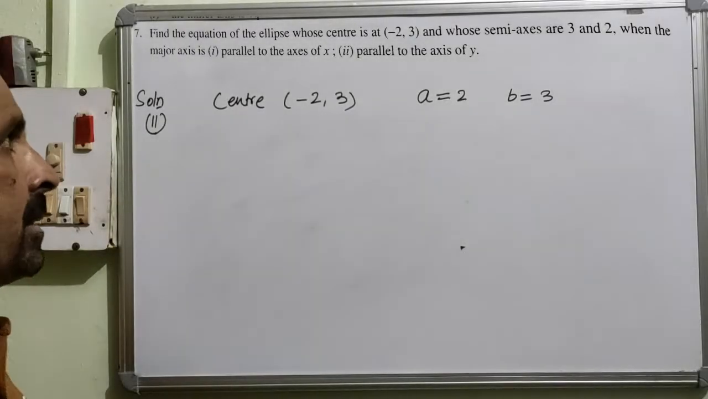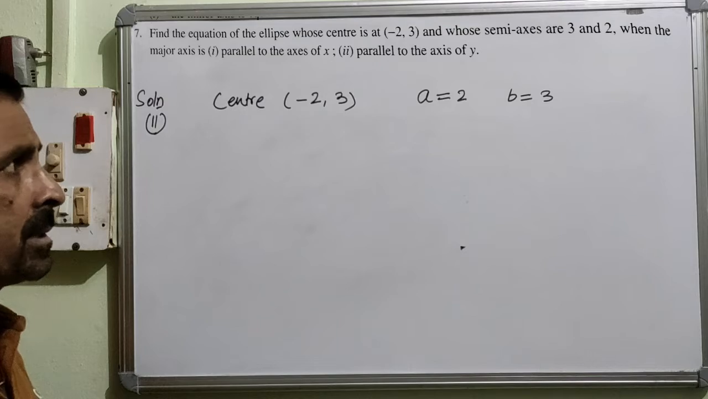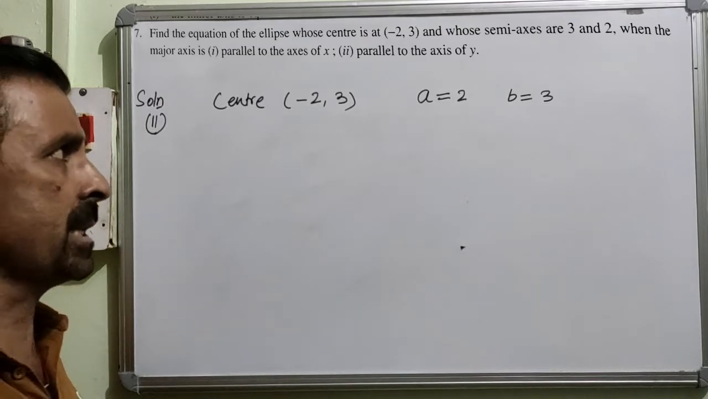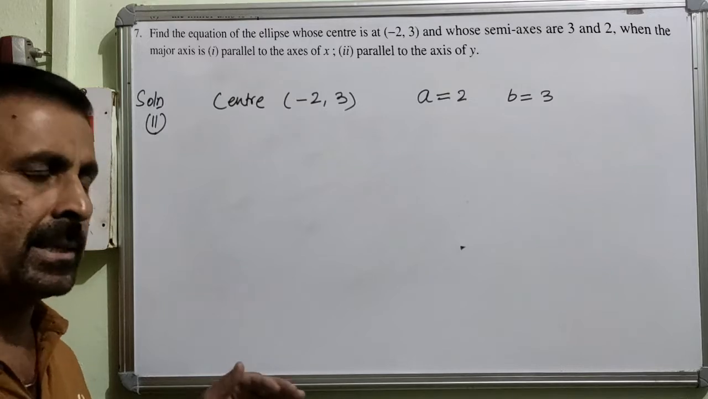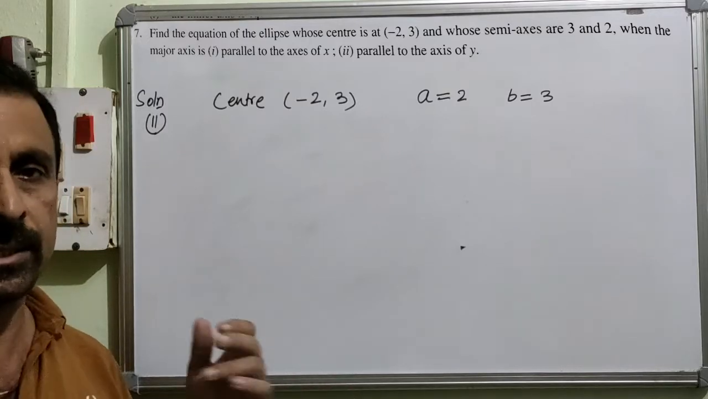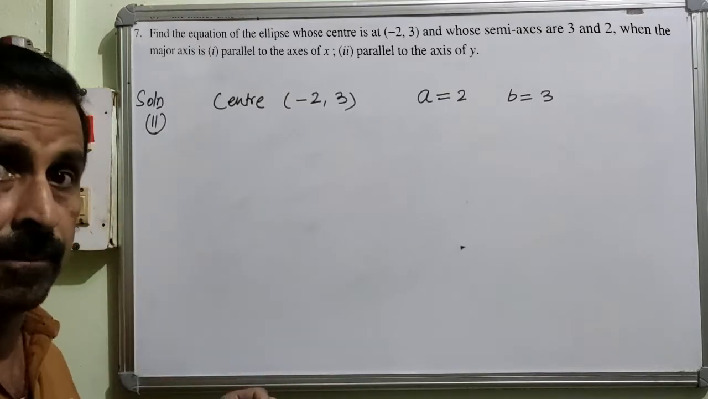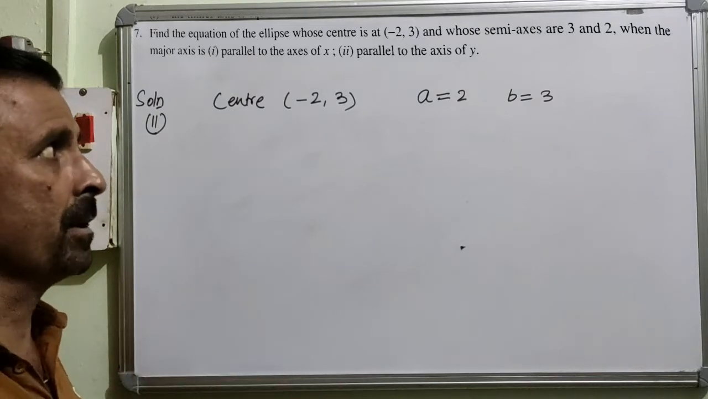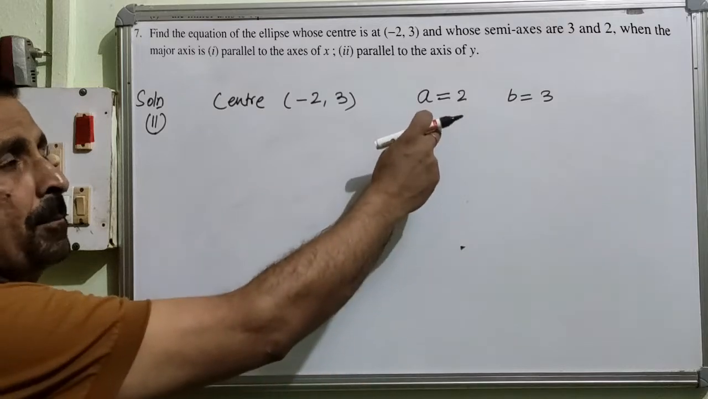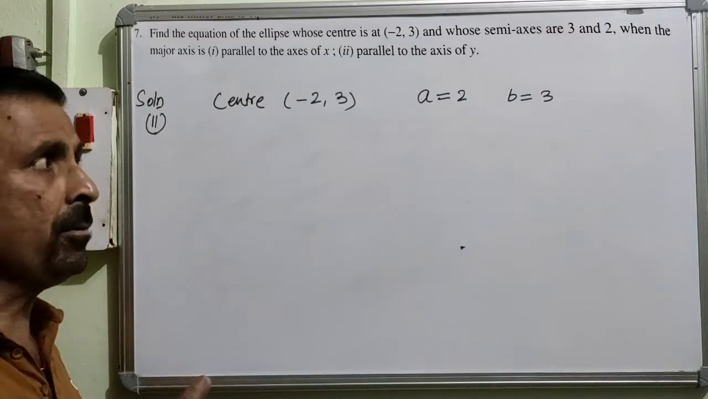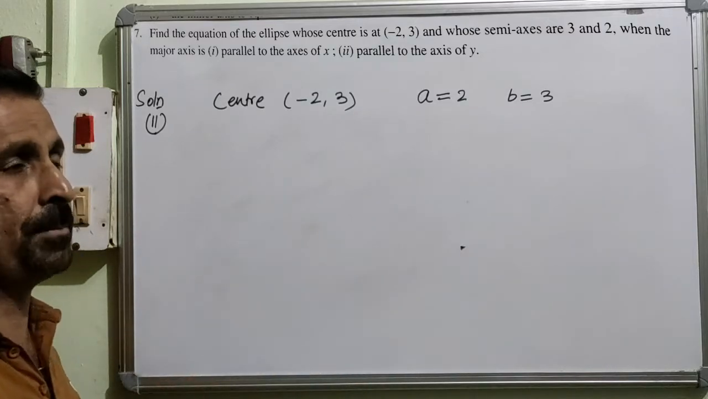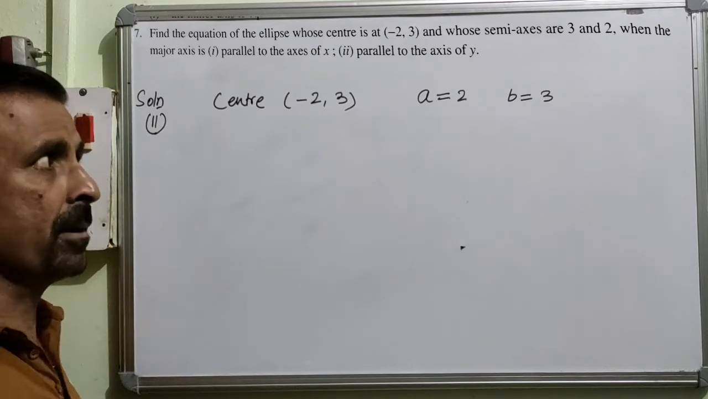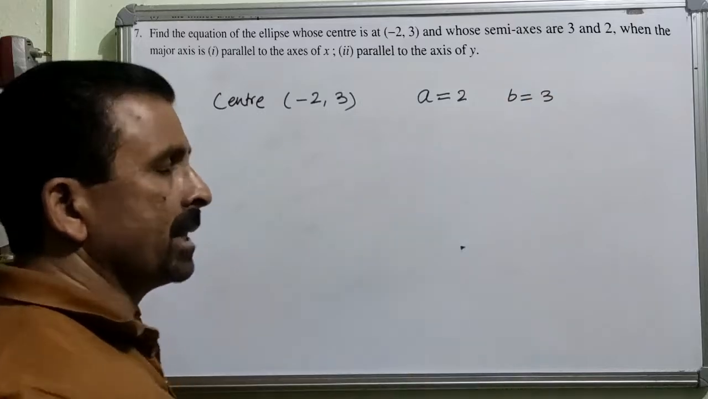Now we are continuing with question number 7, Roman number 2, case 2. This question is same as case 1 only, but the difference is that in the previous case, the major axis was parallel to the x-axis, and therefore we kept a greater, right? Now this ellipse is parallel to the y-axis. That means this is a vertical ellipse, and therefore the b has to be greater. That is the only difference.